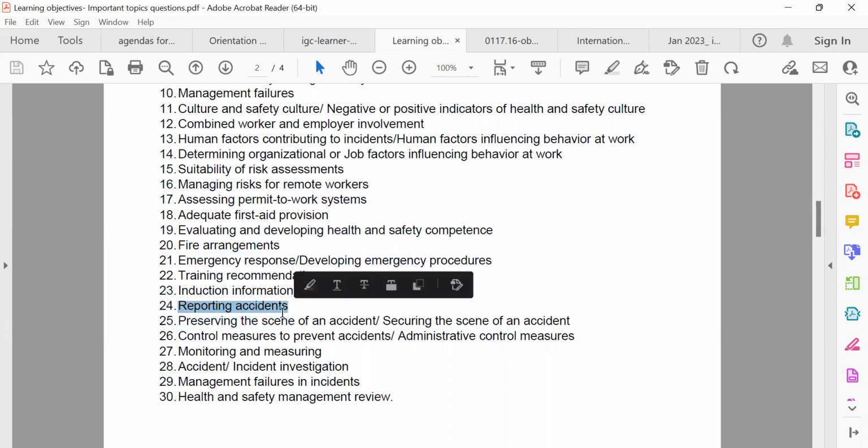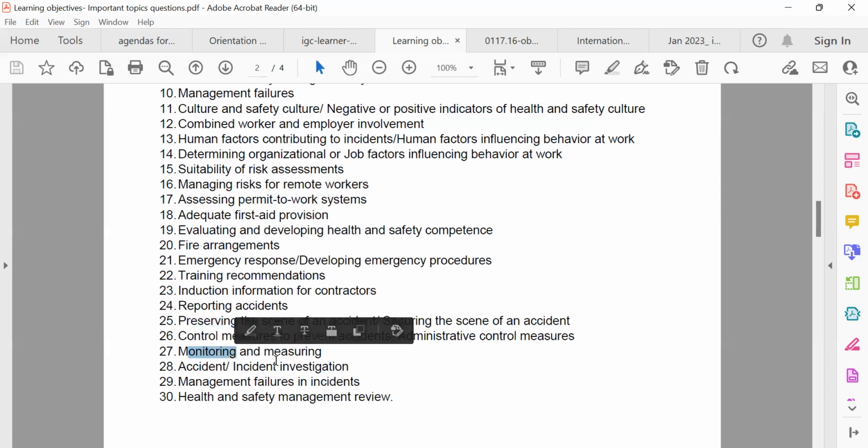Regarding reporting accidents: why the reporting is important, why preserving the scene is important, why the accident scene must be secured, what controls are to be implemented to prevent further accidents, what administrative control measures could be put in place to prevent the recurrence of the accident, what are the monitoring and measuring activities, what are the lagging indicators, what are the leading indicators.